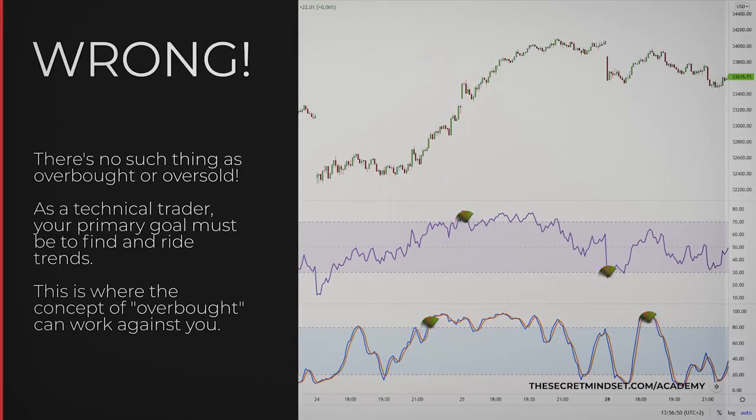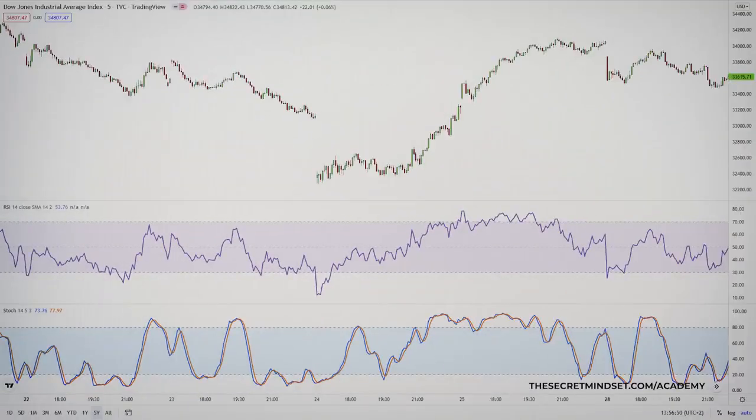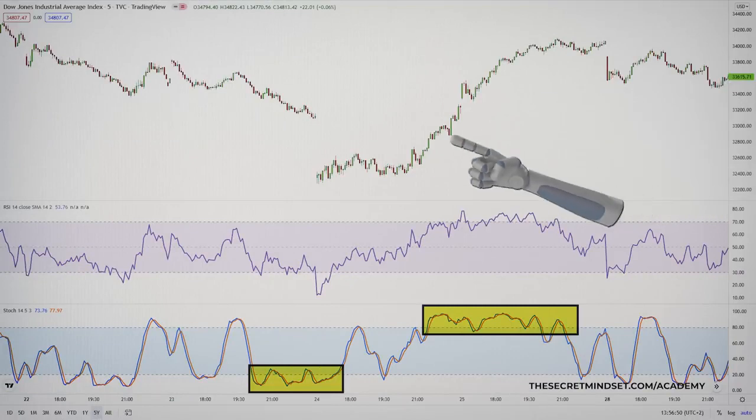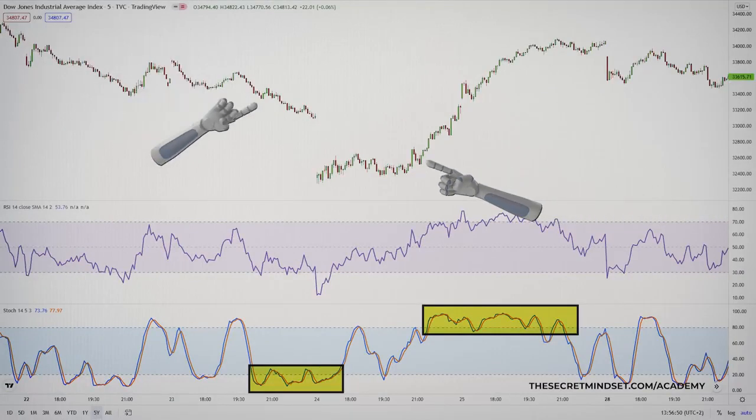But there's no such thing as overbought or oversold. As a technician, your primary goal must be to find and ride trends. This is where the concept of overbought can work against you. Once price has moved up for any significant amount of time, there will be many technical indicators that will start to flash the overbought signal.